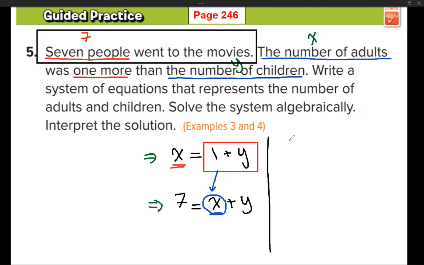So we just rewrite the second equation: 7 equals, and instead of writing x, we write 1 plus y, then plus y again. So here we can find the y value first, then find the x value. When we write the final answer, we need to write that the number of adults equals the x value and the number of children equals the y value. I'll leave it to you to try at home.